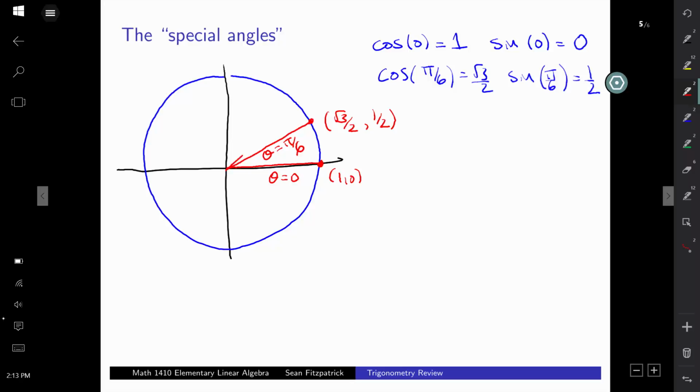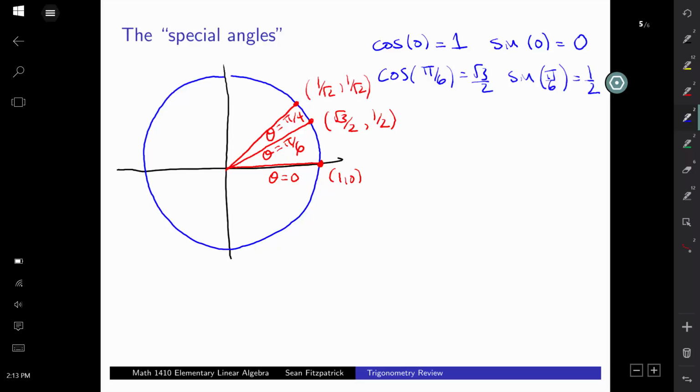The next angle that's easy is the angle where x and y are the same. So if x is equal to y, so slope is equal to 1, so the x and y values are the same. This corresponds to an angle of pi over 4. And setting x equal to y, you can quickly work out that x and y both have to be equal to 1 over the square root of 2.